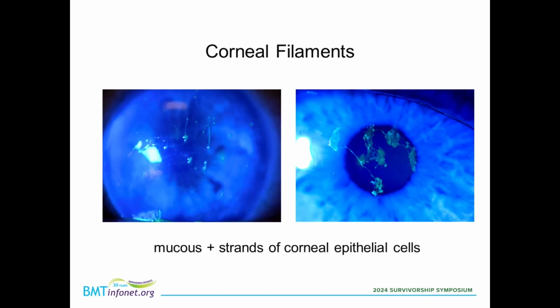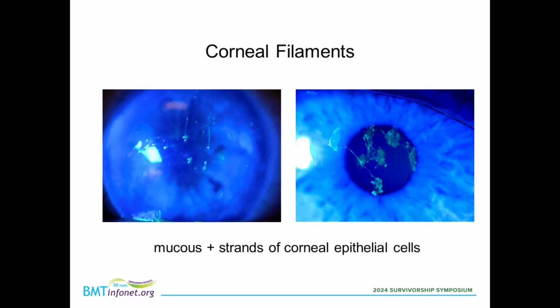All right, so now let's move on. What else can we see on the ocular surface because of the dryness? And one of the things that's common is corneal filaments. When we see corneal filaments, this represents mucus, which is very common in eyes that have ocular GVHD, combined with strands of corneal epithelial cells.